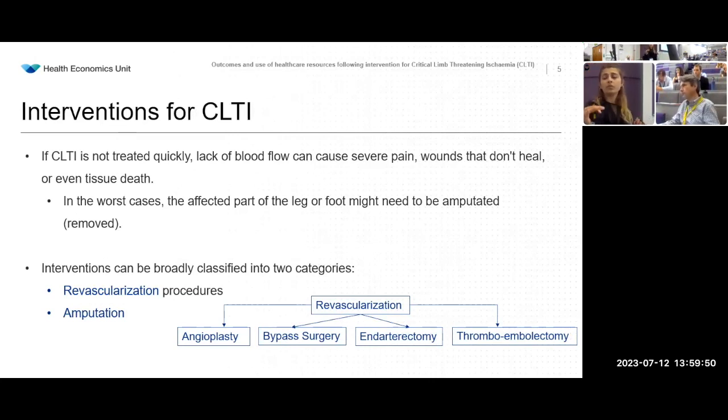Other interventions other than amputation are the revascularization procedures. These are procedures that restore the blood flow again in the limbs. Some examples of these procedures are angioplasty, bypass surgery, endarterectomy, and thromboembolectomy.